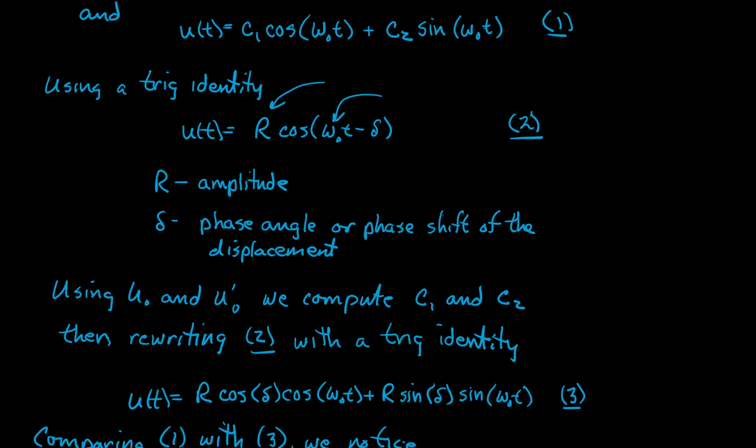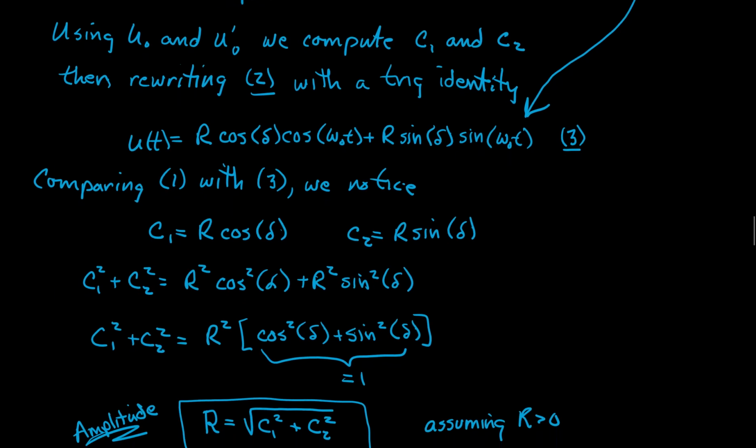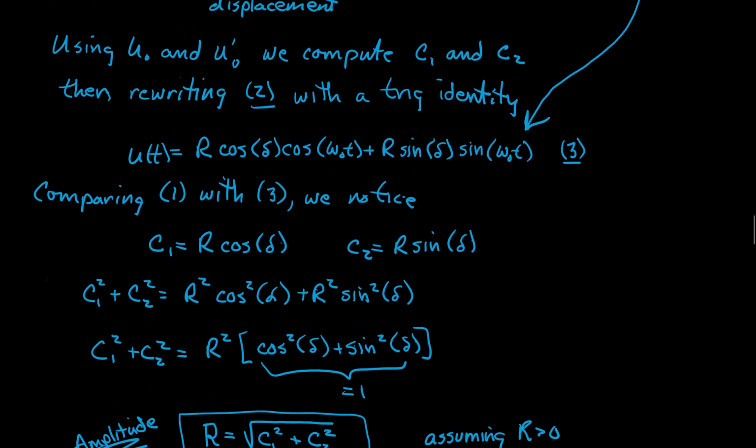We have our u of t defined either as equation 1 or equation 2 towards the top of the screen you can currently see. Using u of 0 and u prime 0, in other words, the initial values, we can compute C1 and C2. At the same time, I'm going to rewrite equation 2 using another trig identity to get this. So what I'm going to end up with are equation 1 and equation 3. But keep in mind from equation 1, we know a value for u0 and u prime 0. We can go ahead and compute those.